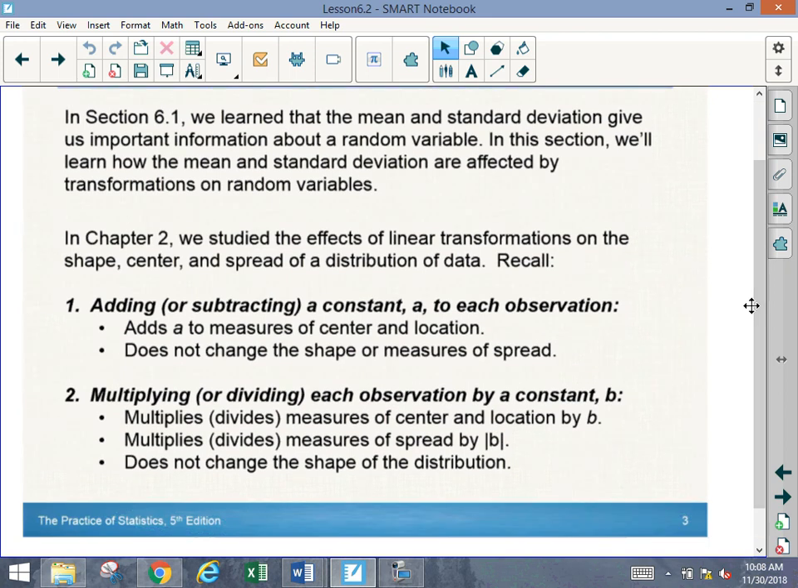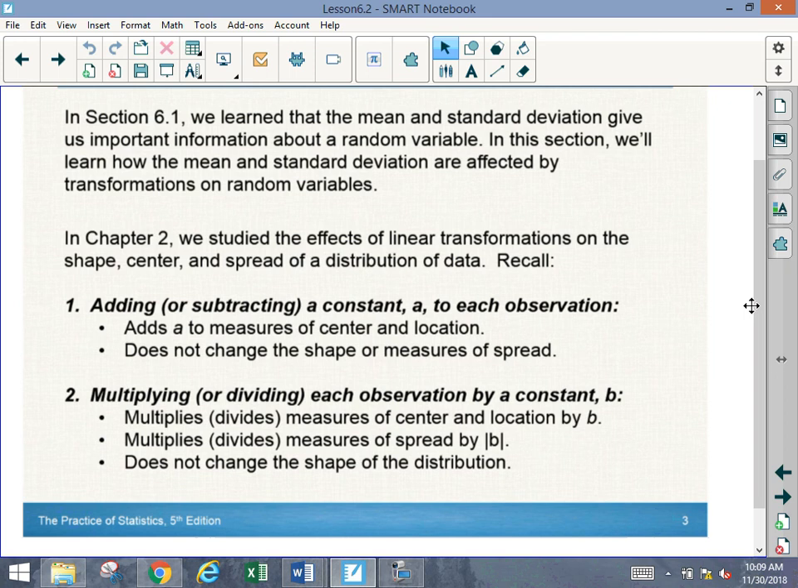So remember in chapter 2, we had those rules, right? If we were adding or subtracting something, it was going to change our mean but not our standard deviation. Right? In other words, it changes measures of center or like where a point is in a distribution. But it's not going to change our measure of spread because if you're adding, it's just shifting your measure of spread, right? So that's just a refresher.